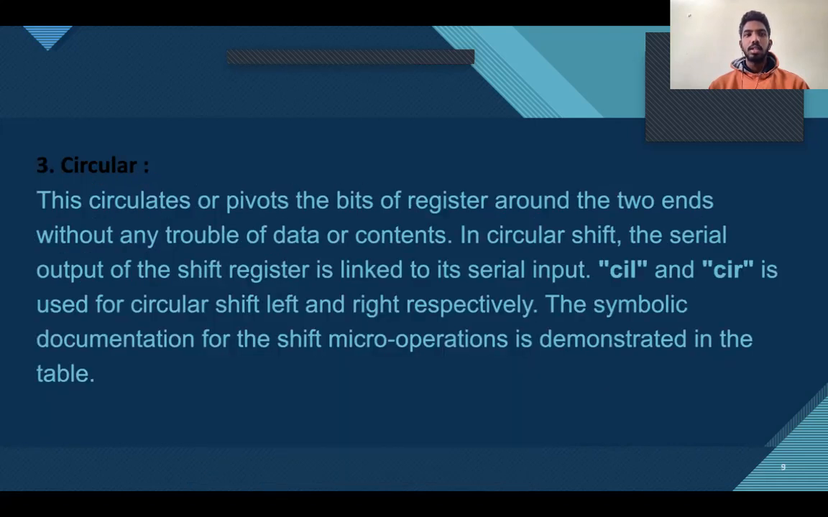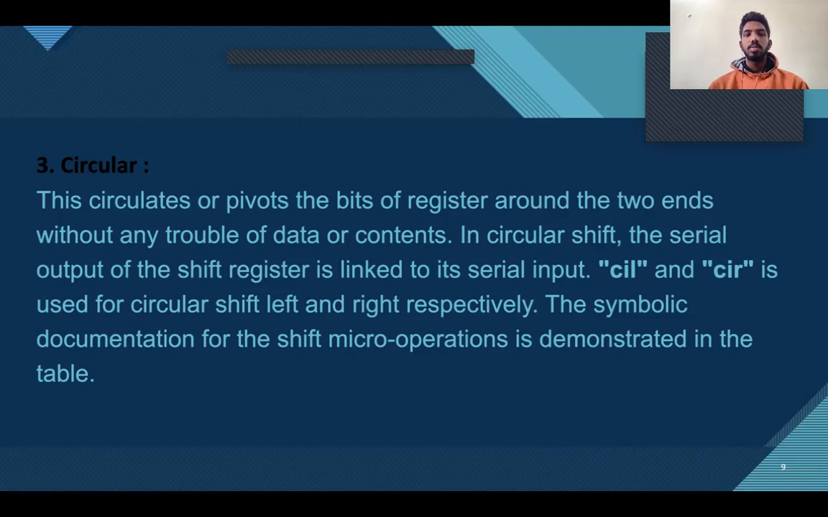Circular. The circular shift circulates or pivots the bits of a register around the two ends without any loss of data or contents. In circular shift, the serial output of the shift register is linked to its serial input. CIL or CIR is used for circular shift left or right respectively.